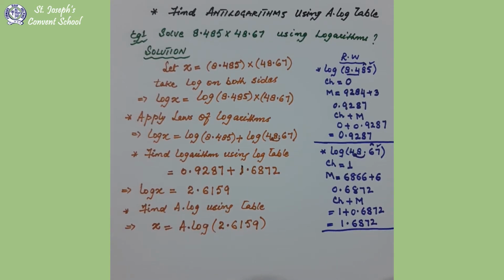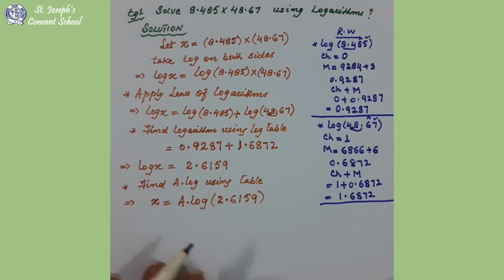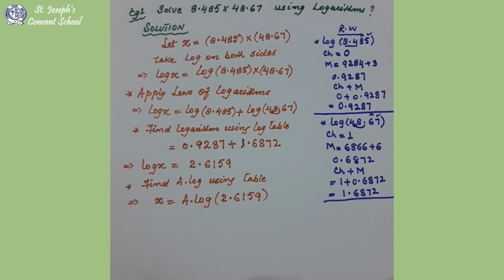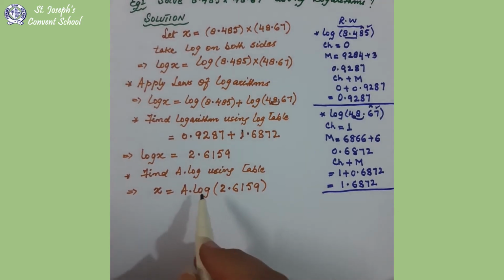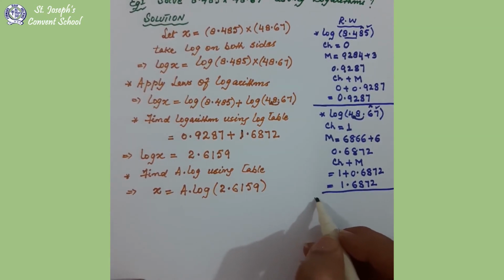Now last step, we will find anti-logarithms. Okay, so you have to learn how to find anti-logarithms. If you practice it, then you can easily solve it. Okay, now we will find the anti-logarithm of this number 2.6159. Okay, so let's find it.